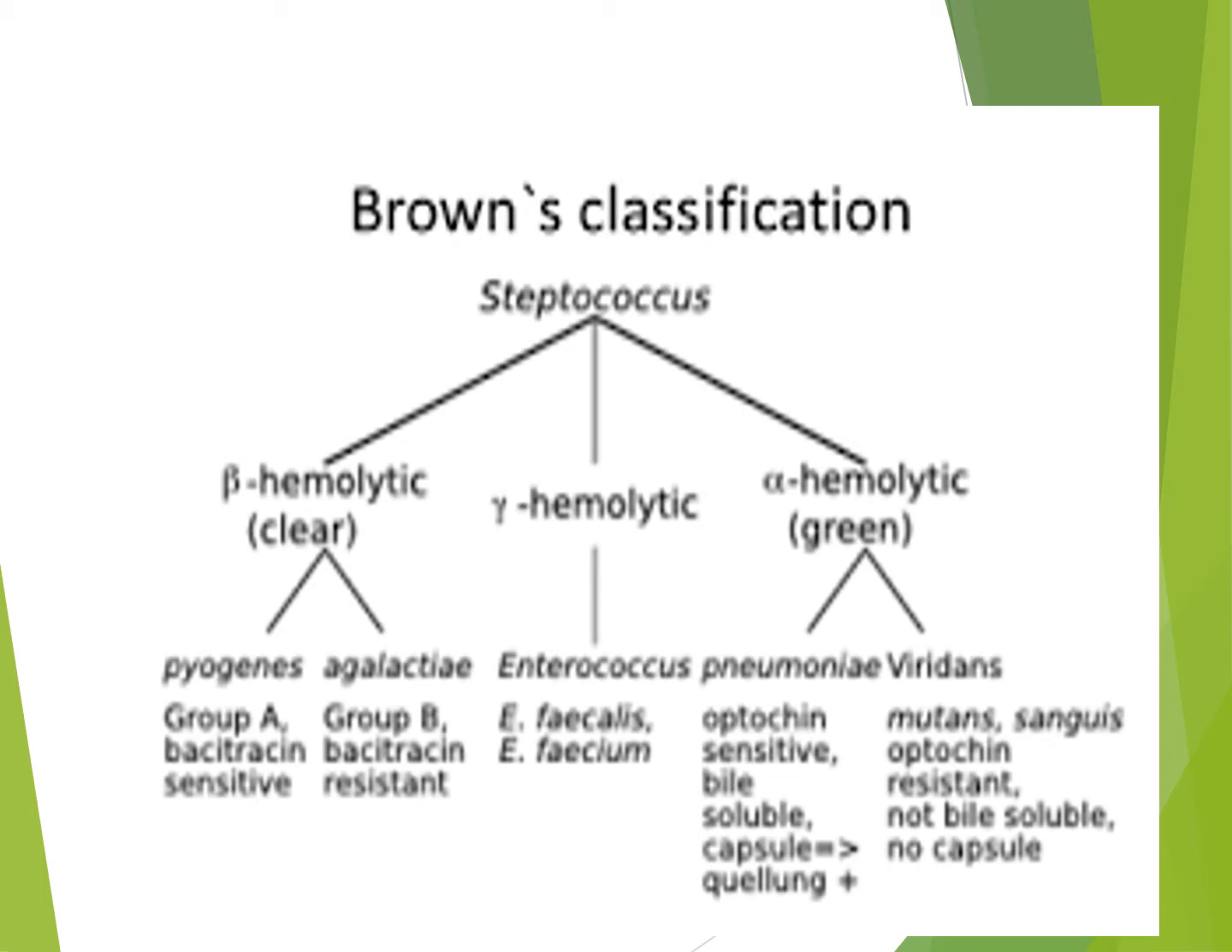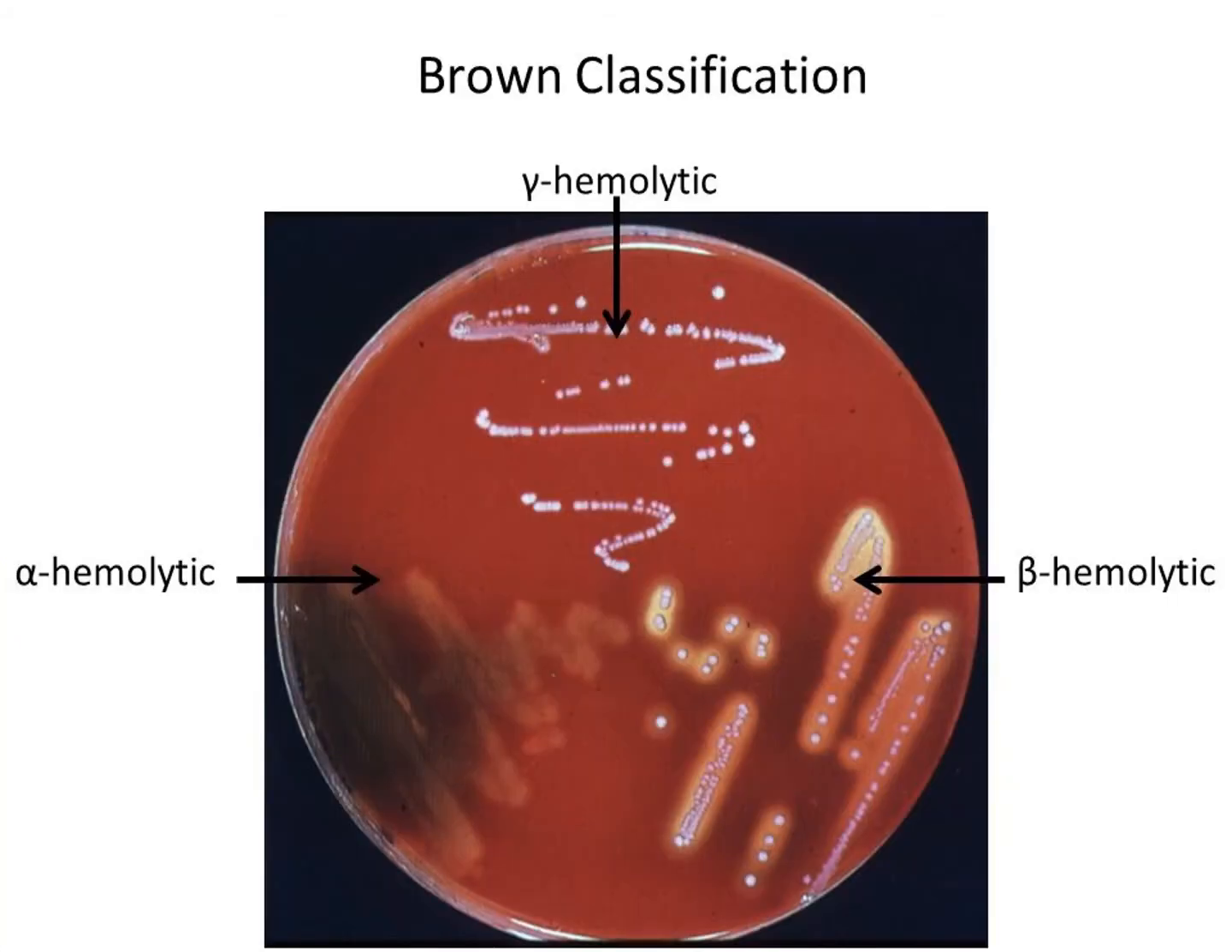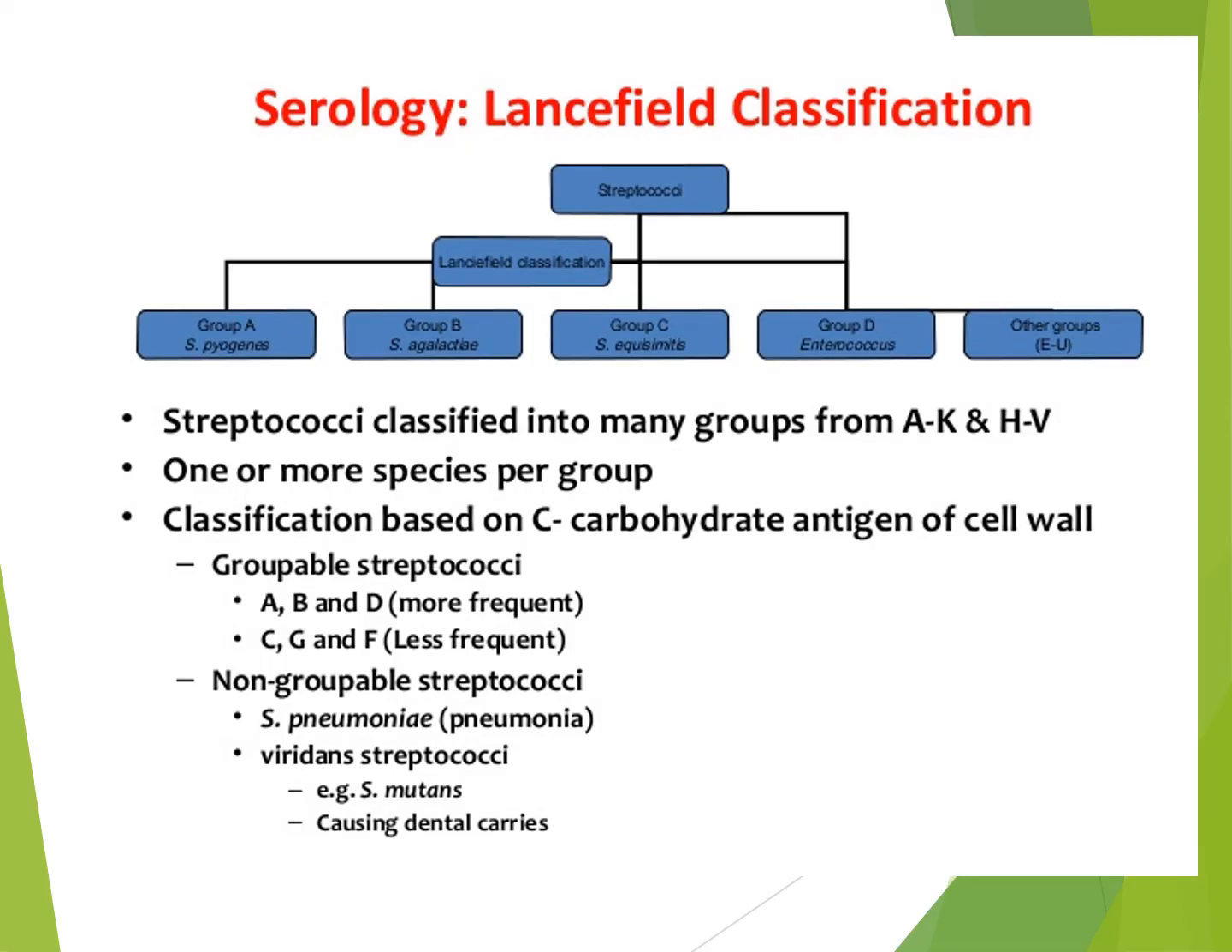This is the second type of classification. Before we move on to the second type of classification, let us look at this figure. This figure shows the types of hemolysis. Alpha hemolytic, a green zone around the colony. Beta hemolytic, a clear zone around the colony. Gamma, there is no hemolysis.